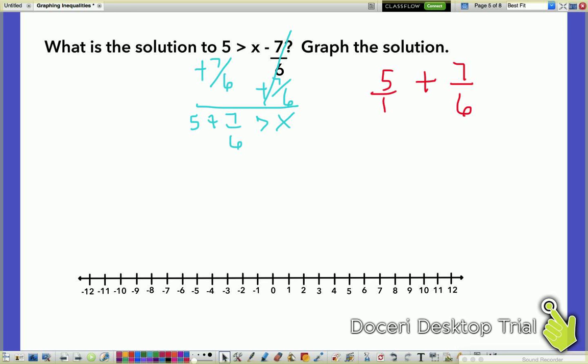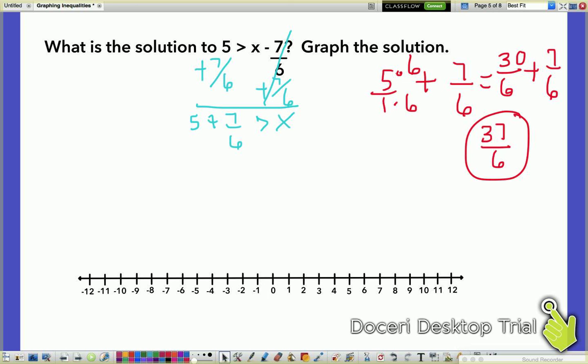Okay, so if I were to multiply 1 by 6, I have to do the same to the top so I can have a common denominator. Okay, so 5 times 6 is 30. Okay, so now I can add, and I would have 37 over 6. Okay, so I'm going to go ahead and plug that back in over here. Okay, so I have 37 over 6 is greater than x.